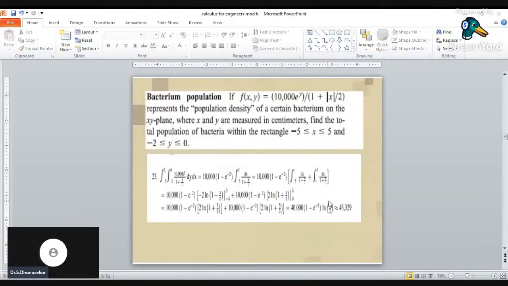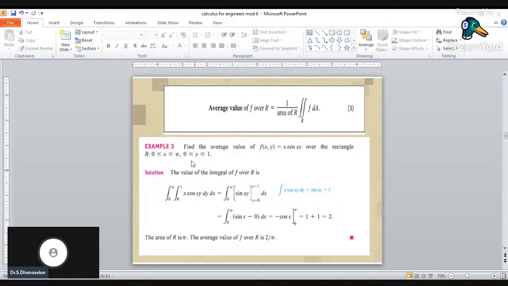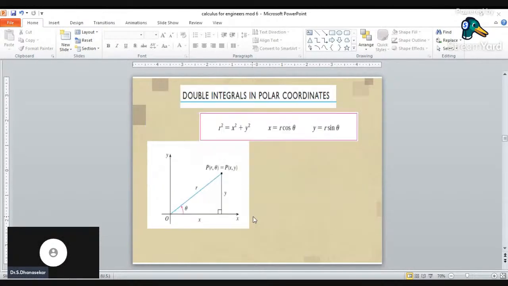Okay. Now let's go to the average. This is not needed for you, I hope. Now let's come to the double integral in polar coordinates. What we are going to do is change this point, let's take this point as x, y, into r comma theta, where x can be written as r cos theta and y can be written as r sin theta.